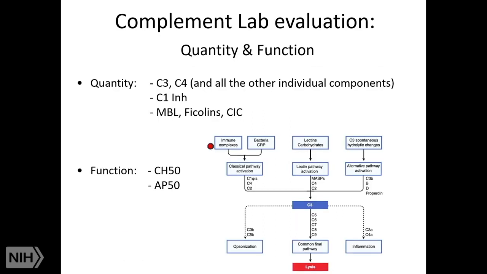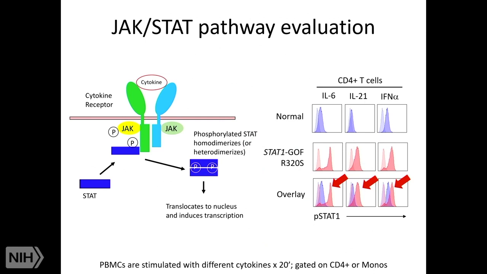Complement, you know better than I. You have C3 and C4, and then you have the ones that evaluate pathways by themselves. But I want to show you things that are closer to your normal practice. So here, the JAK-STAT pathway. We can evaluate that pathway, and that can be useful for you to monitor your patients on JAK inhibitors. So here, you have a normal individual.